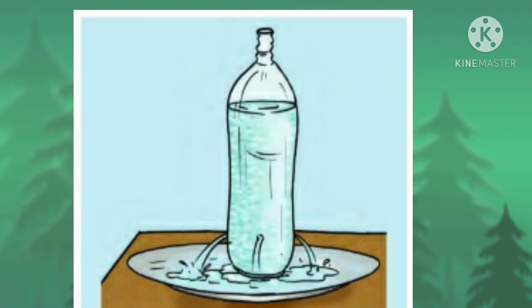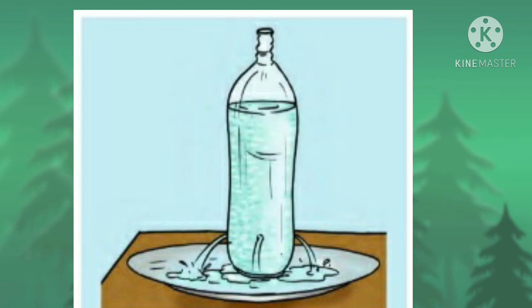We will observe that the two jets of water coming out of the two holes fall at the same distance away from the base of the bottle on its either side. The two jets of water can fall at equal distance on the two sides of the bottle only if the pressure of water at the depth of two holes in the bottle is equal.